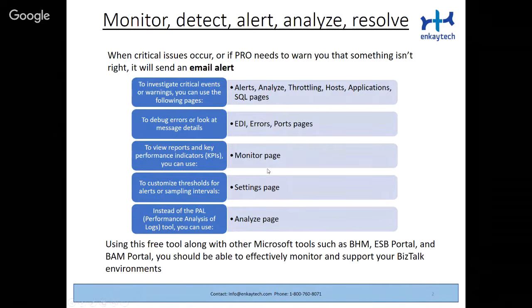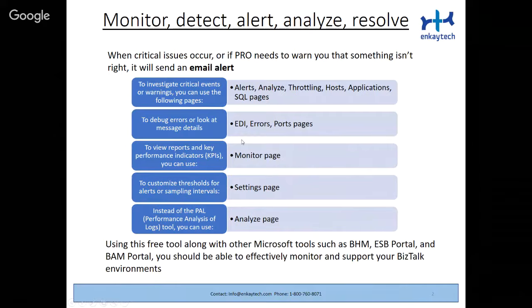So typically when Enkay PRO detects a critical issue, it will send off an email alert. The email alert users are configurable in the tool, so you can define a distribution list, or you can define individuals. And if it notices a host has stopped or any number of issues, it will send off an email alert. And in the following page, I'll show you what kind of alerts are sent.